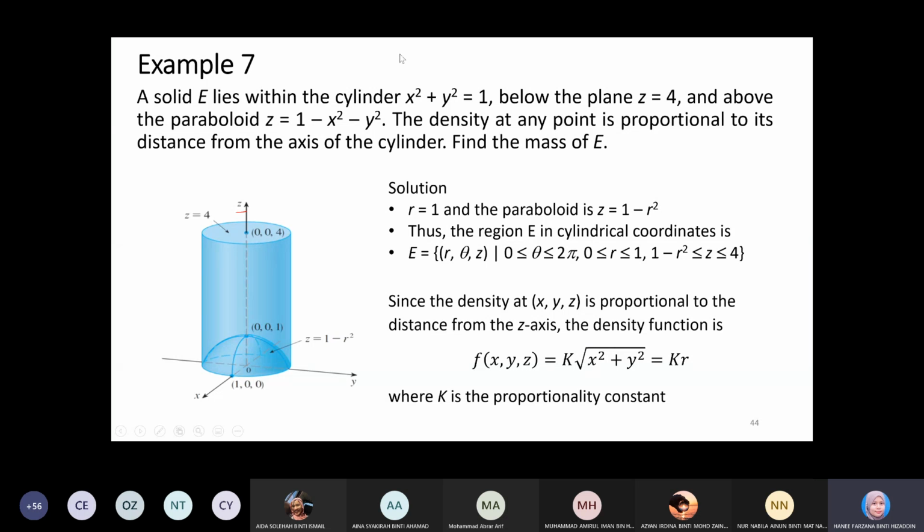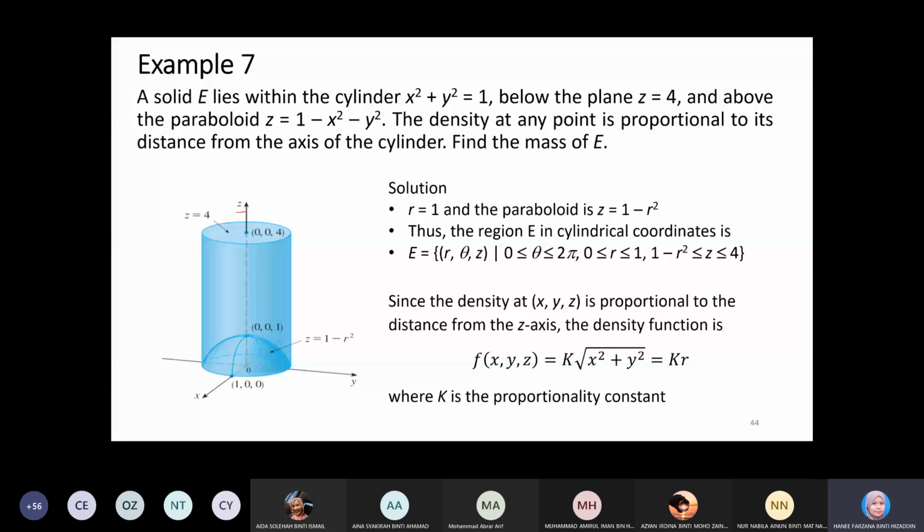Now let's put our focus back on example 7. This solid E lies within the cylinder x squared plus y squared equals 1, below the plane z equals 4, and above the paraboloid z equals 1 minus x squared minus y squared. The density at any point is proportional to its distance from the axis of the cylinder. Find the mass of E. Below the plane z equals 4, so z starts from 0 and stops at 4. This is the top of your solid, the limit of your solid.